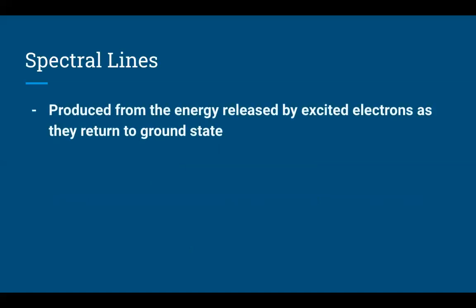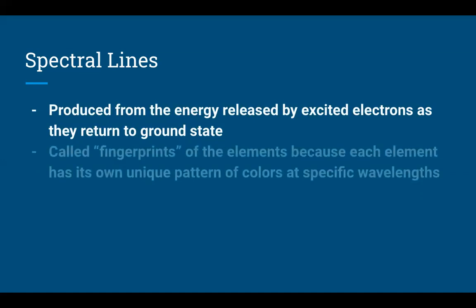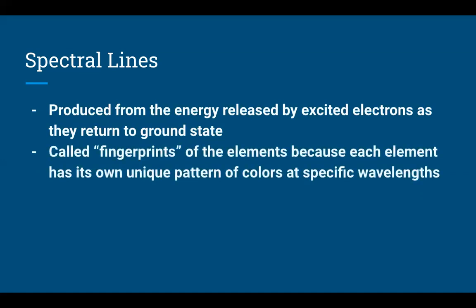With this spectrum that is produced, there's something called spectral lines. These are produced from the energy released by the excited electrons as they return to their ground state. These are generally referred to as the fingerprints of an element because each element has its own unique pattern of colors at specific wavelengths. So you can identify an unknown substance based on its spectrum.